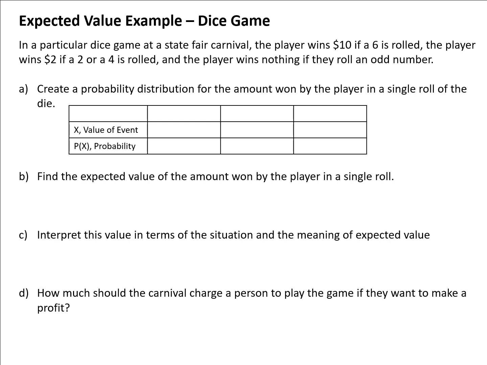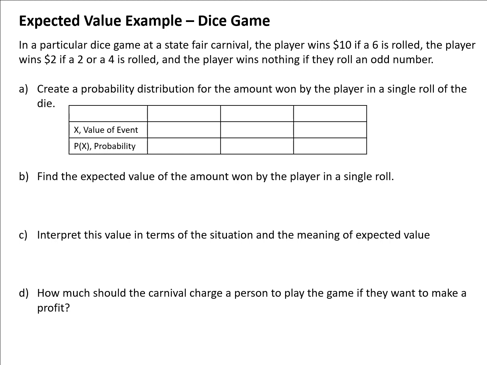Let's look at an expected value example involving a dice game. In a particular dice game at a state fair carnival, the player wins $10 if a 6 is rolled, the player wins $2 if a 2 or a 4 is rolled, and the player wins nothing if they roll an odd number. Let's assume this is a standard 6-sided die.